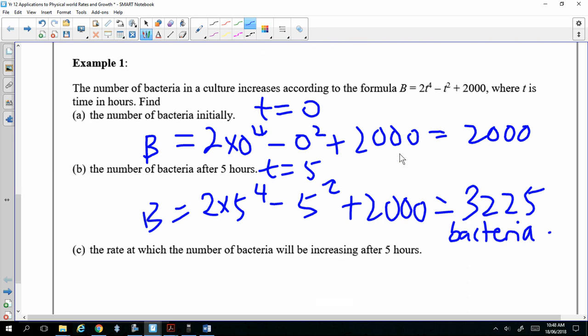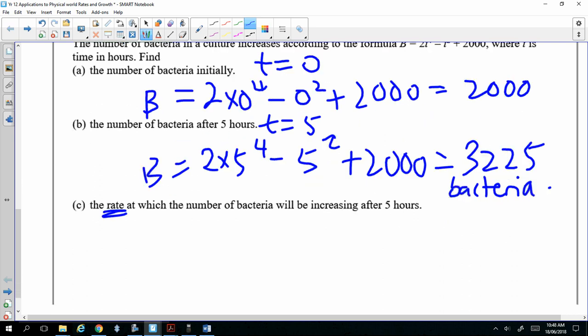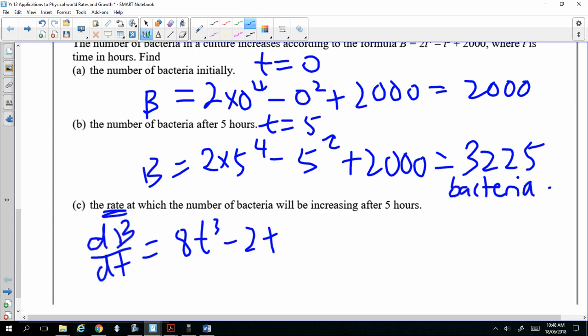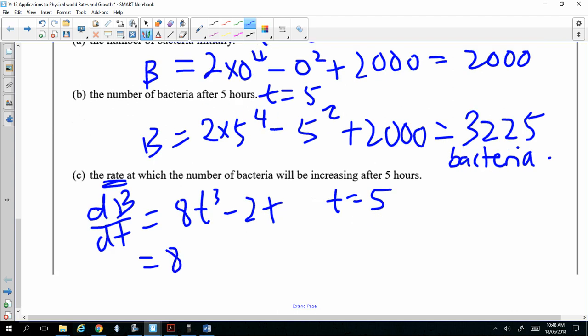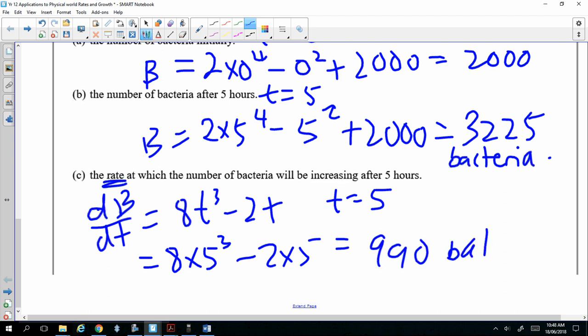And then find the rate of increase. When they say rate, it means you have to differentiate. Find dB/dt equals 4 times 2, which is 8, t cubed minus 2t. So you substitute t equals 5 to find the rate of increase. You get 8 times 5 cubed minus 2 times 5. That would be 1,000 minus 10, which is 990 bacteria per hour, because it's a rate per hour. So at that instant, the rate of increase is 990 bacteria per hour.